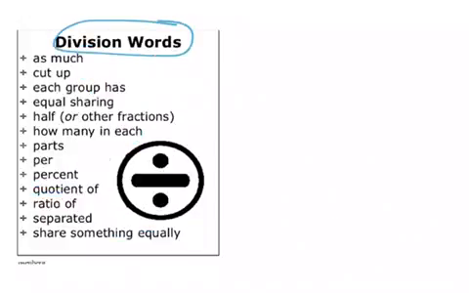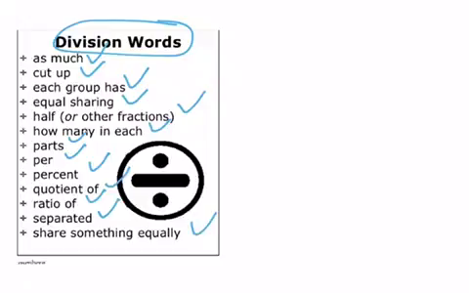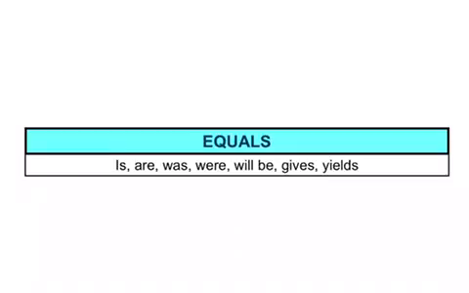Now for your division words: as much, cut up, each group has, equal, sharing, half or other fractions, how many in each, parts, per, percent, quotient of, ratio of, separated, share something equally. All these may indicate that you need to divide to solve your word problem. Equals, there are words for it too: is, are, was, were, will be, gives and yields. All of those are words that could mean that you need an equals mark within the problem that you're doing.